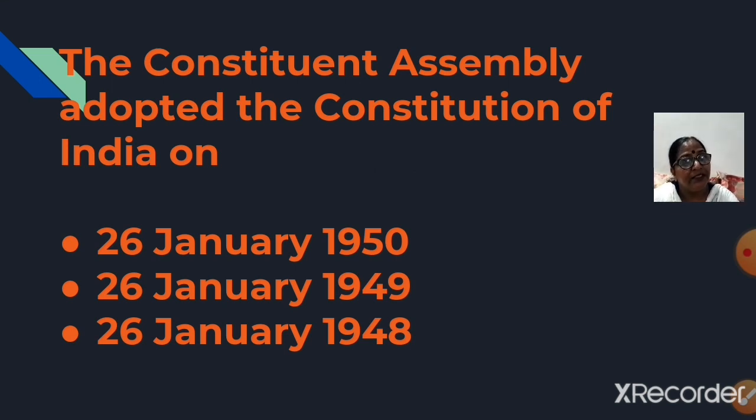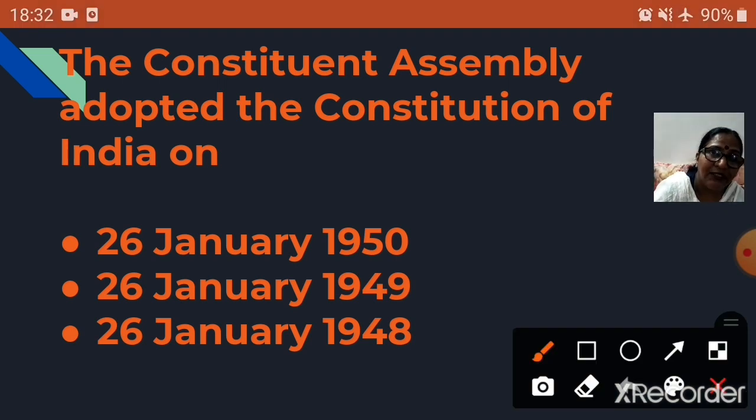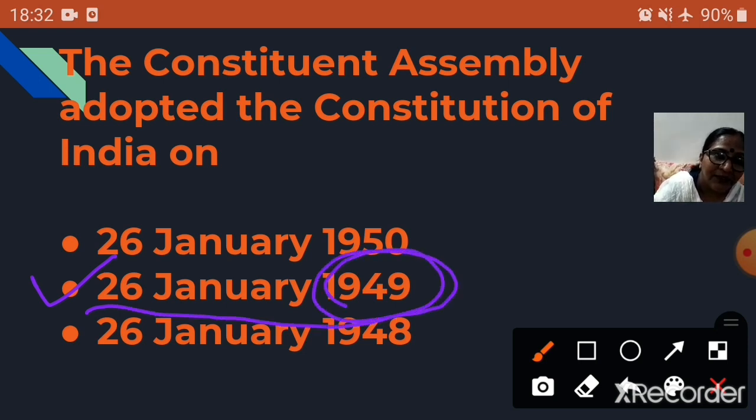The Constituent Assembly adopted the Constitution of India on, which year? 26 January 1950? Was it on 26 January 1949? Or was it on 26 January 1948? Your answer is 26th January 1949. Okay, let me put the tick.